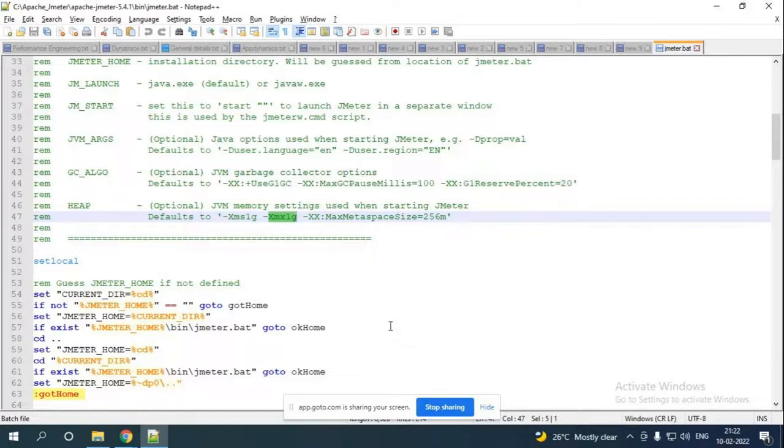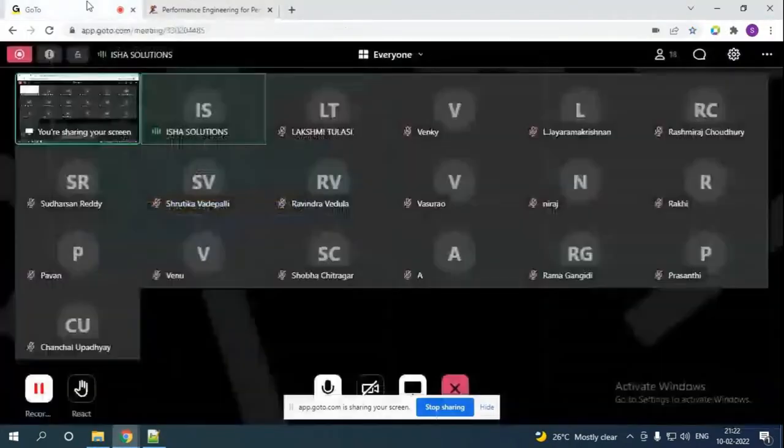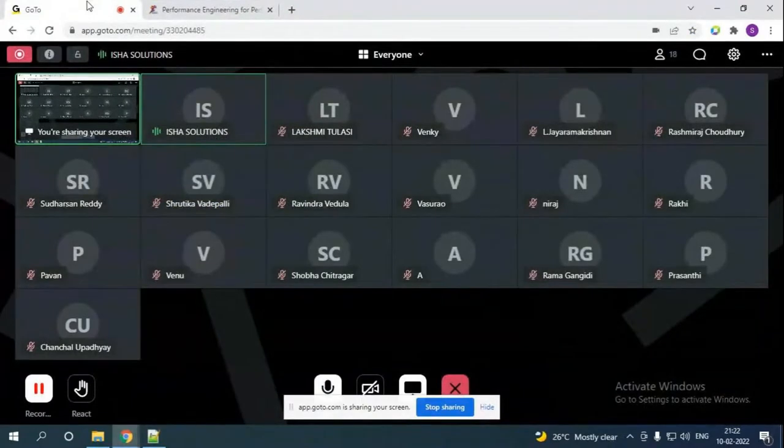I'm just saying this is an example. This is not only for JMeter. For any Java program, you need to define the heap memory: what is the min size, what is the max size. Sometimes people will ask what Xms means, what Xmx means, what Xmn means. A lot of interview questions will be there. We are going to discuss that in our regular sessions as well.